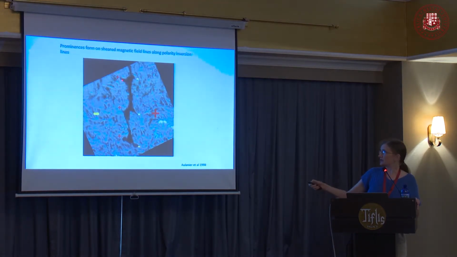The barbs actually are attached to areas of what's called parasitic polarity, small areas where the magnetic field is different than what it is on that side of the inversion line.